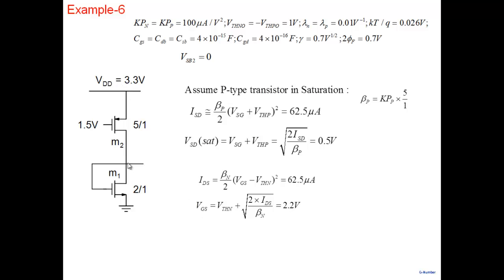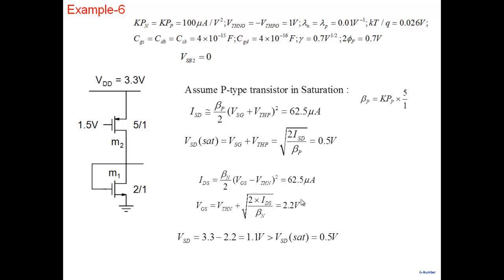And therefore the drop from here to here is 3.3 minus 2.2, which is 1.1. And that happens to be greater than 0.5. So everything is fine. We've determined the currents and all the relevant information that we want.